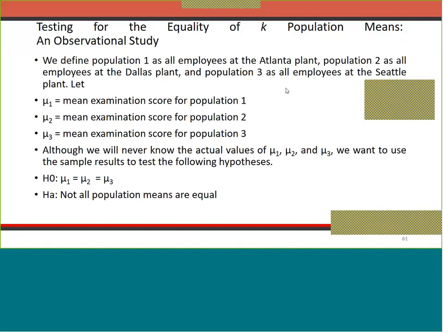Although we will never know the actual values of mu1, mu2, and mu3, we want to use the sample results to test the following hypothesis. The null hypothesis is that all population means are equal, and the alternative hypothesis is that not all population means are equal.